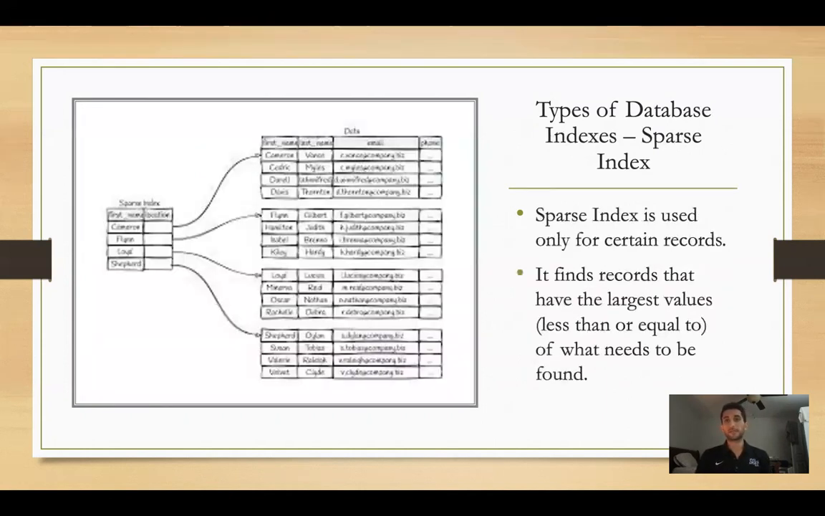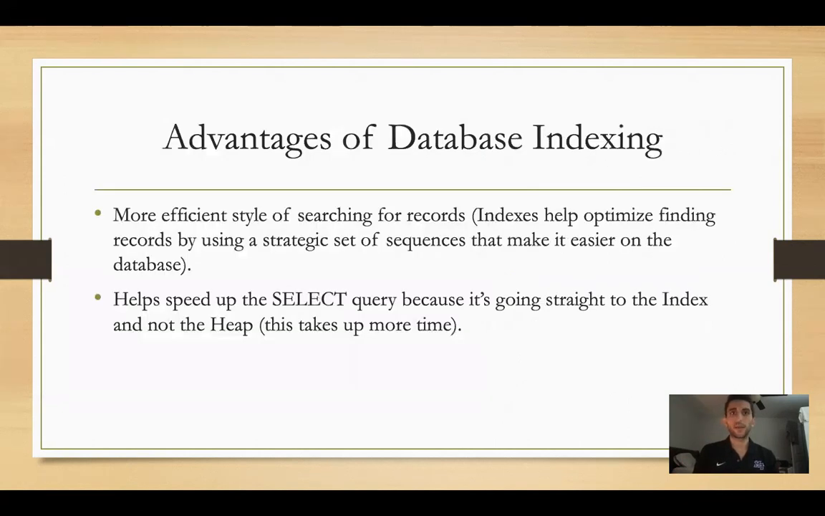So another type is a sparse index. A sparse index is used only for certain records. As you can see in the picture, there is a table with all the sparse indexes, and each index leads you to another table that helps you find the data that you're looking for. It finds records that have the largest values of what needs to be found. So it goes through all those values that are very similar to exactly what you're looking for, instead of going through everything else.